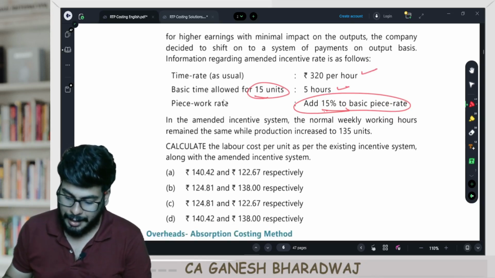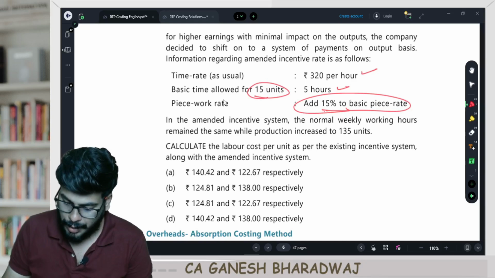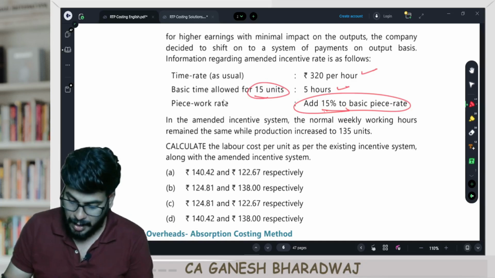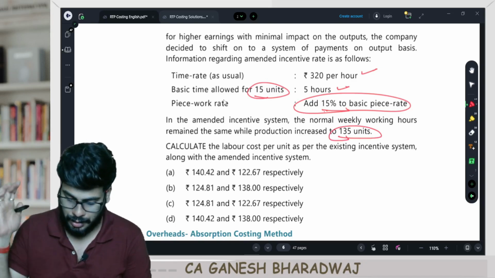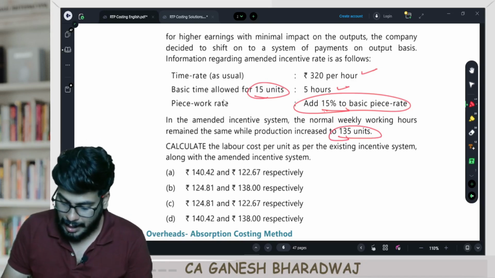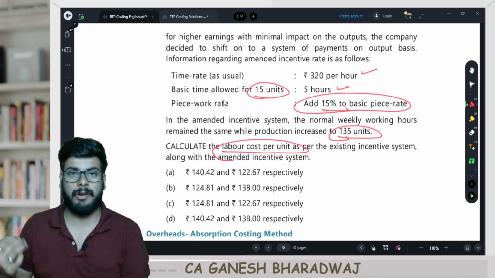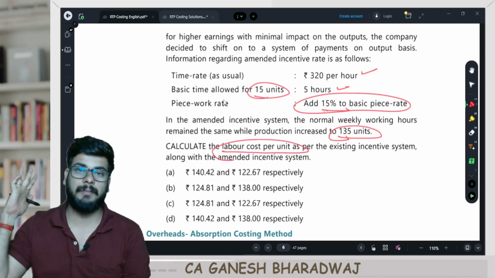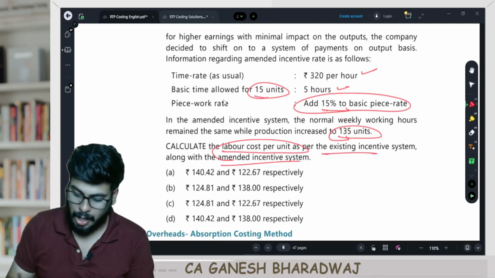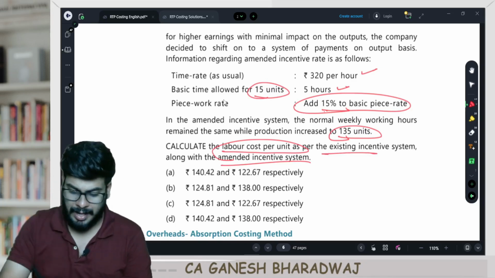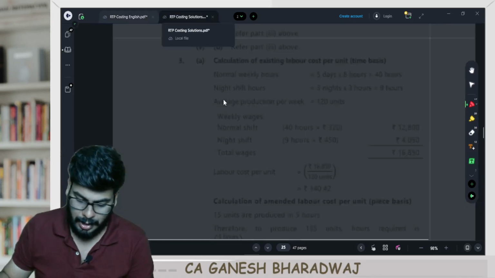Now, in the amended incentive system, the normal weekly working hours remained the same while the production increased to 135 units. This is what is given. Now, calculate the labor cost per unit. Labor cost per unit is how much? Total labor cost divided by the units achieved, as per the existing incentive system along with the amended incentive system. Very, very simple, guys. This is a very simple question.